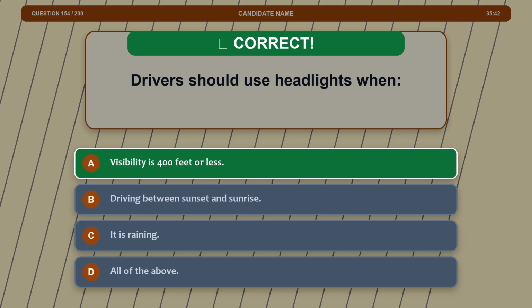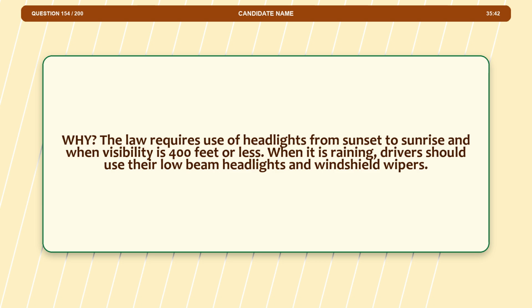The correct answer is option A. Visibility is 400 feet or less. Explanation. The law requires use of headlights from sunset to sunrise and when visibility is 400 feet or less. When it is raining, drivers should use their low-beam headlights and windshield wipers.